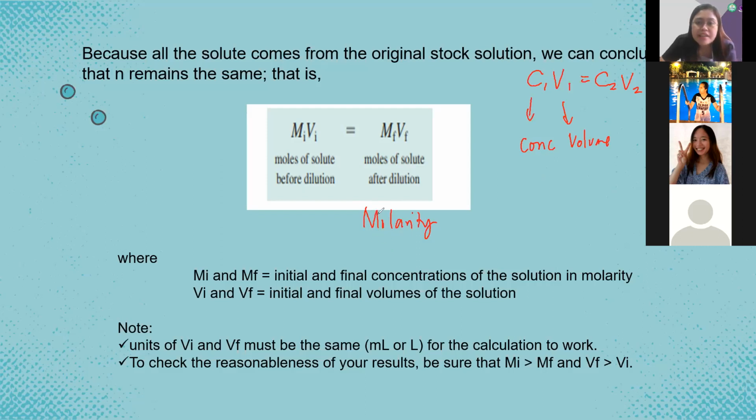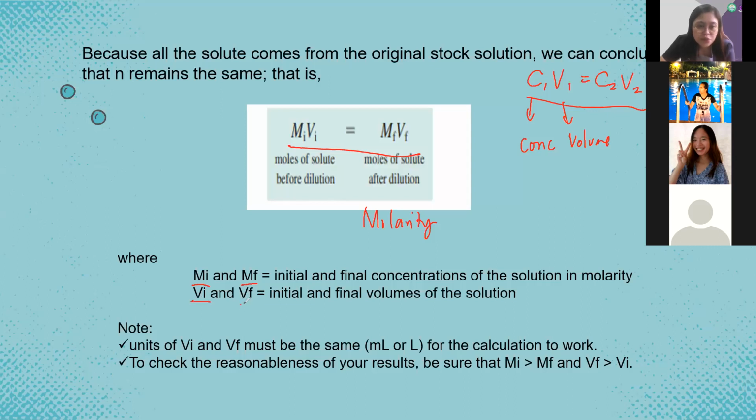Kaya M lang ang ginamit. And then I lang ang ginamit na subscript, which means that's the initial or the original solution. And then the F will be the final. So I don't have a problem whether in the solution you use this formula or you use this one, kasi parehas lang din naman sila. Okay? So MI and MF, again, MI is the initial molarity. MF will be the final molarity after dilution.